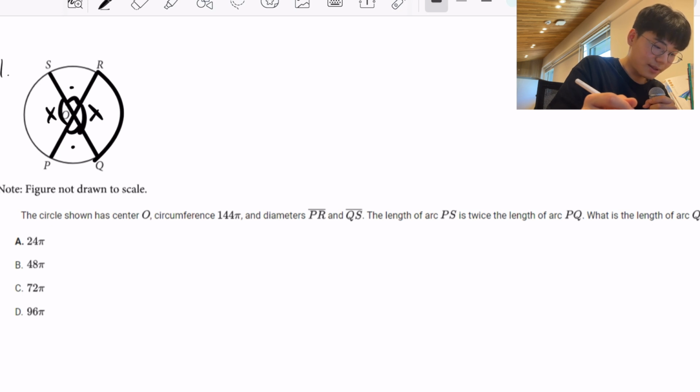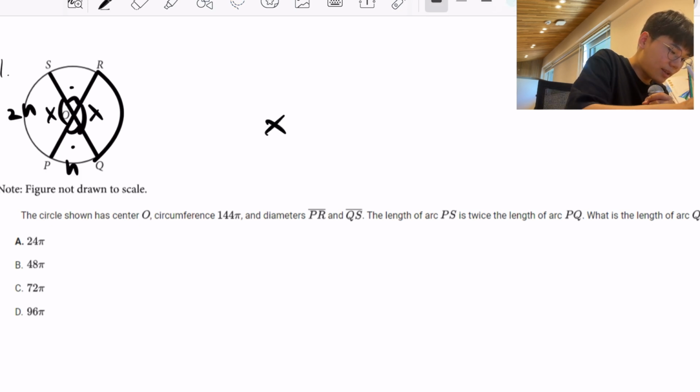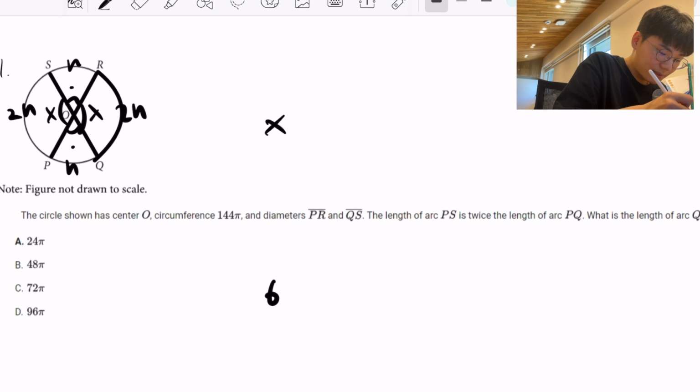So PS is 2 times PQ. Let's write that as 2n and n, because if the arc length of PQ is n, then PS would be 2n. And what else is 2n? As I said, QR and PS have the same arc length because they have the same degree of x, so we can just say that QR also is 2n, and SR would be n as well. If you just add them all, then we can know that the circle's circumference is 6n.